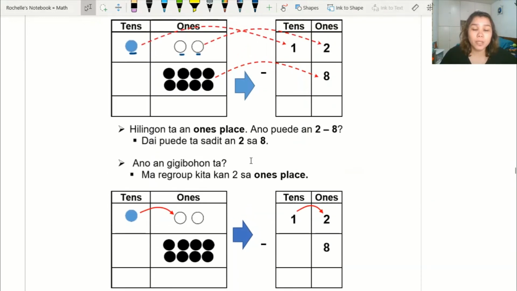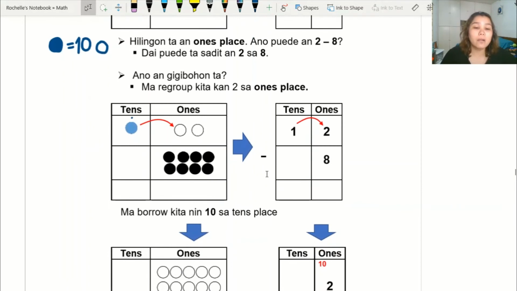So, if you remember, a blue chip is equal to 10 white chips. So, what we do is regroup. The 10 white chips will be moved to the ones place value so that we could get 8 from the ones. So, what happens is we borrow. The term is borrow. But the tens place says we cannot take everything; it must be 10 at a time. That's why we have the term borrow 10.